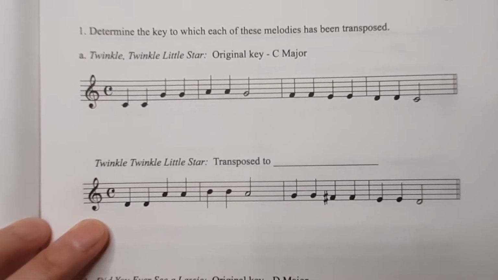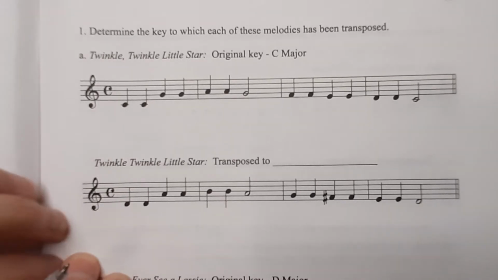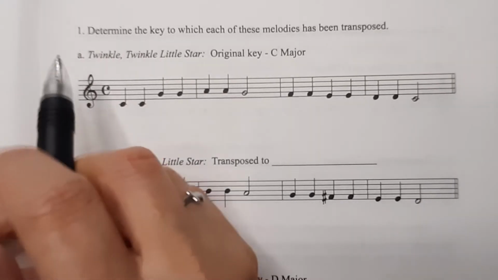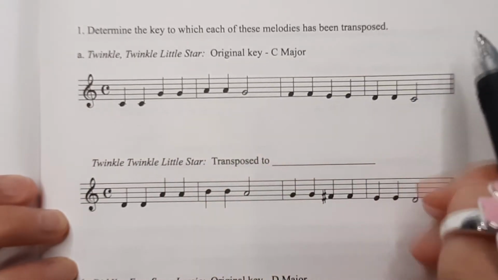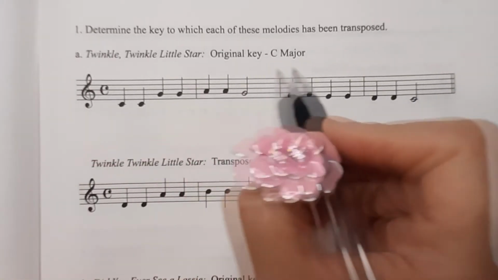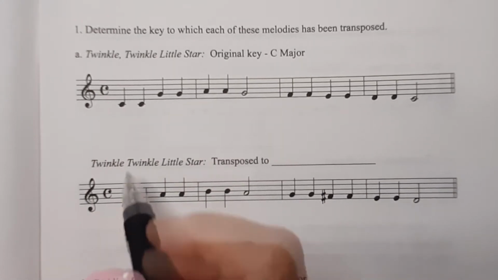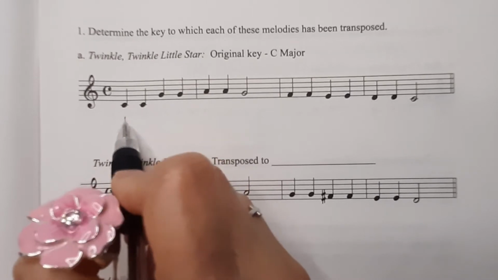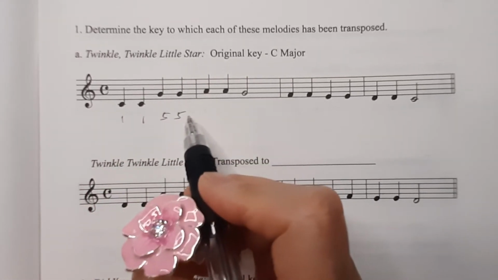82. Now, actually 83. We're going to go right into the questions. Number 1, determine the key to which each of these melodies have been transposed. Now, this is in the key of C major, right? What do you think this is? See? C is a tonic. This is first degree, right? 1, 1, 5, 5. Okay, fifth degree in key of C major.